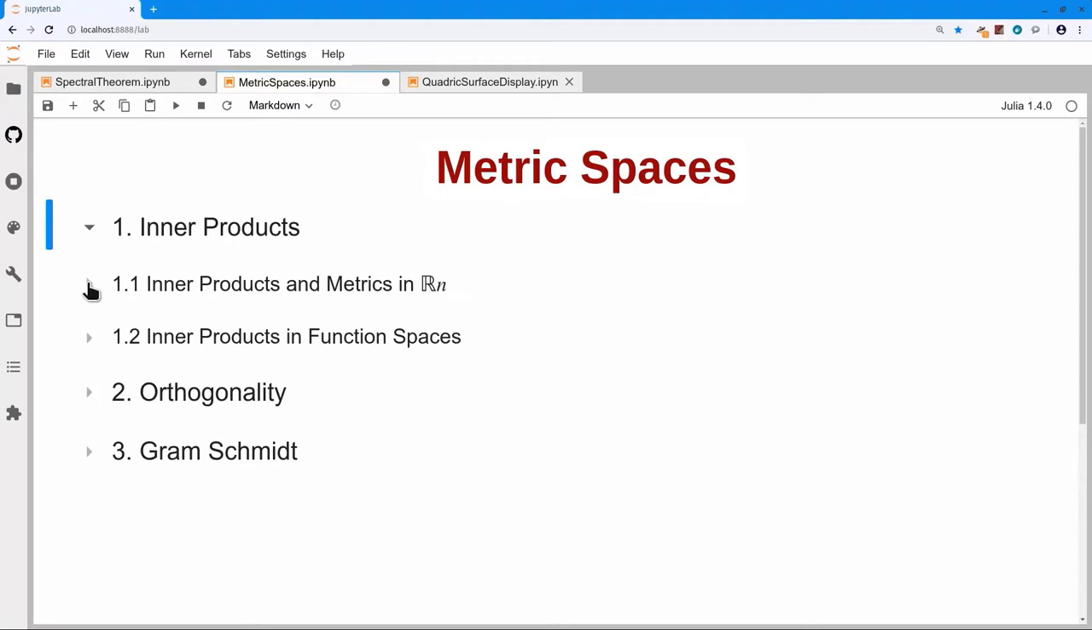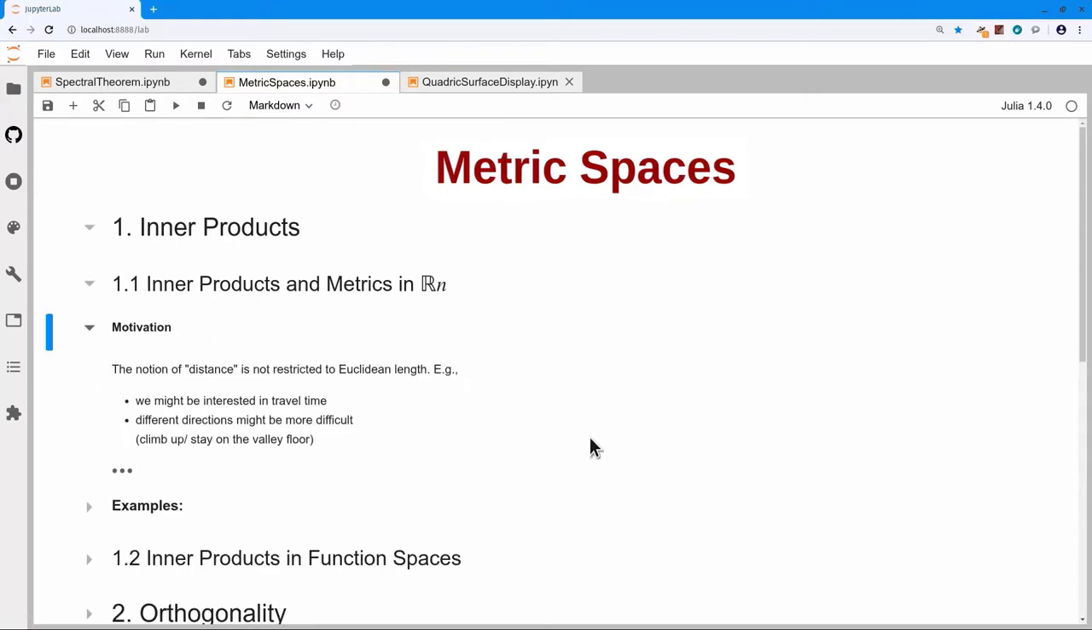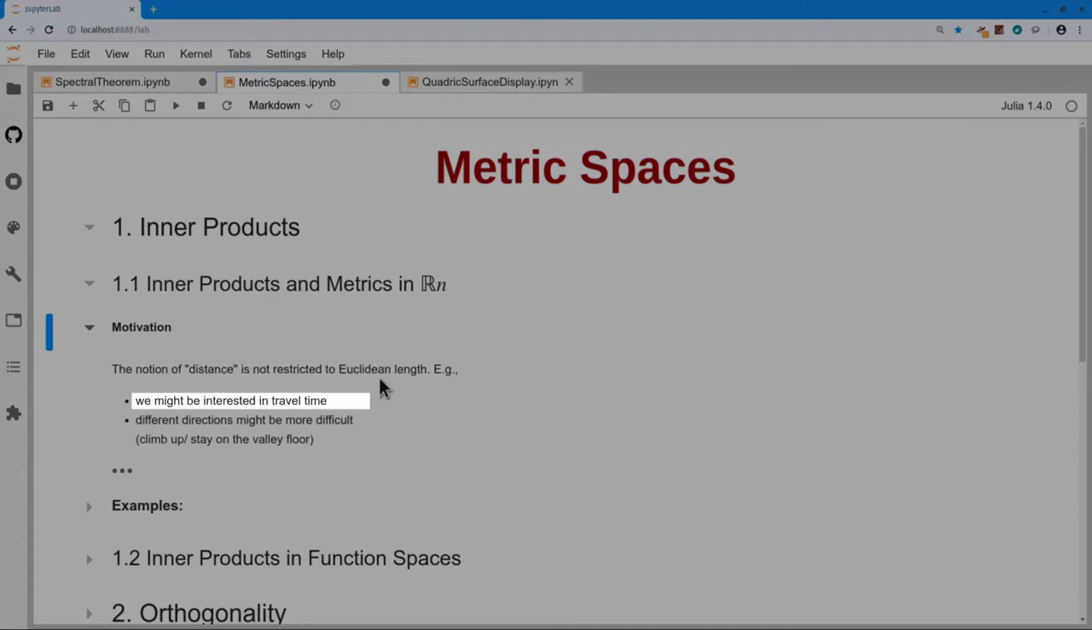We already saw inner products in R^n before, but now what we're going to do is generalize the notion of distance. It's not really restricted to Euclidean length. For example, we might be interested in travel time. How far is it between here and New York City? How long does it take? Or some directions might be more difficult than others.